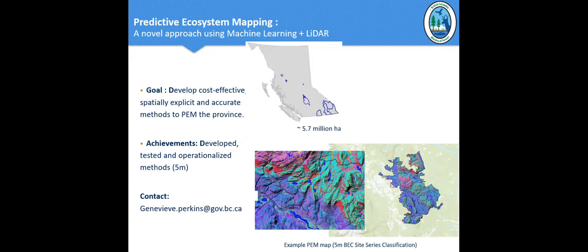So the goal is to develop a cost-effective, spatially explicit, and accurate method to produce these predictive ecosystem maps across the province. We're testing this in about 5.7 million hectares over a lot of the LiDAR coverages that currently exist. And the contact is Jen, so you can reach out to her if you have any questions about the PEM mapping across British Columbia. And that's all I got for today.